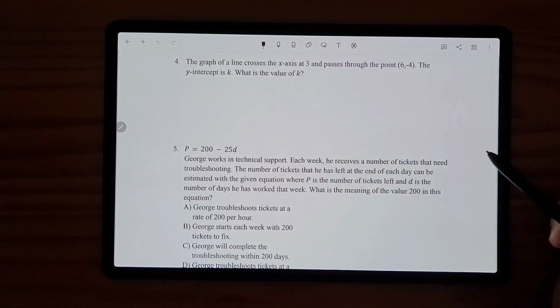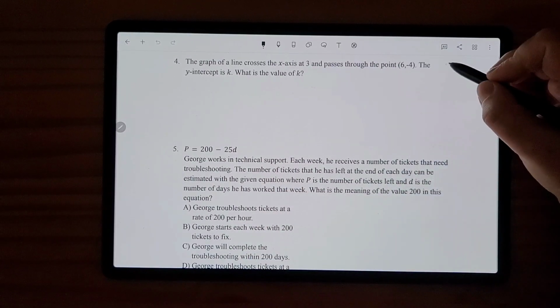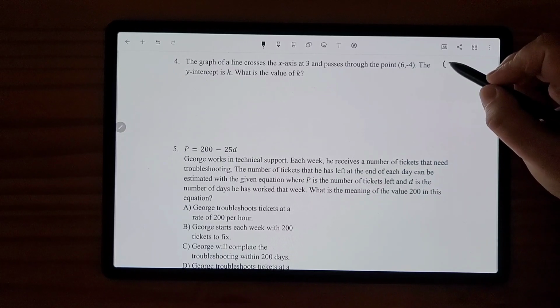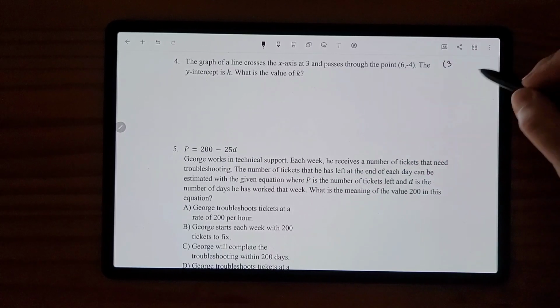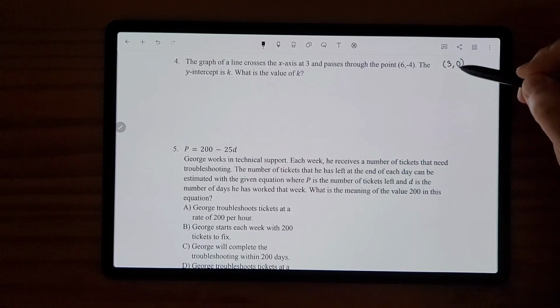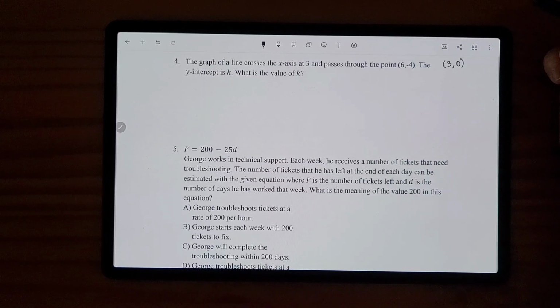For number 4, it says the graph of a line crosses the x-axis at 3. If it's crossing the x-axis at 3, that means they just gave us a point. They told us that that's the x-intercept where it crosses the x-axis, which means that the x value equals 3, and the y value has to equal 0. So we have a point here. It also tells us it passes through the point (6, -4).